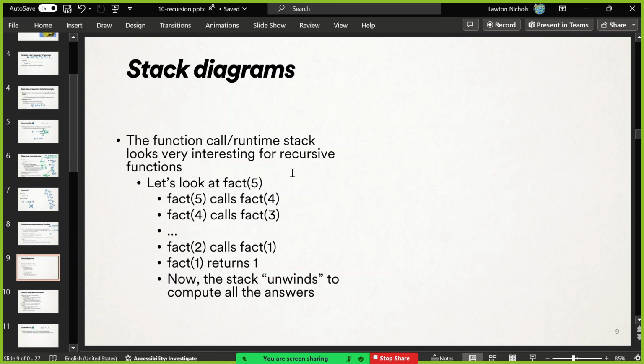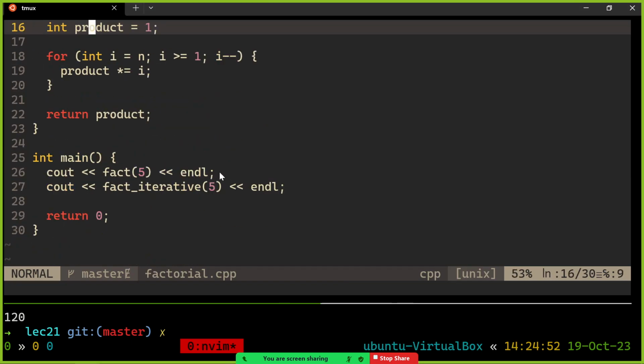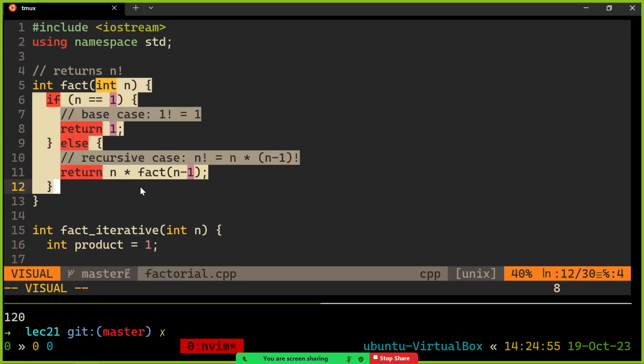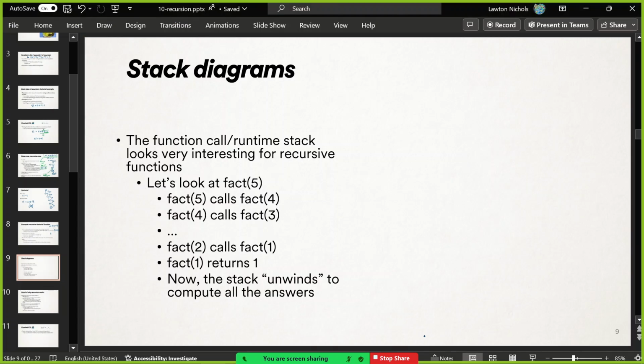So let me show you a stack diagram of what's happening here, because that's where the looping's coming from. All right. So the function call stack looks so cool with recursion. Here's what's going on. We're down in main and we're calling fact of 5, and we're jumping up here. We're going to have a bunch of unfinished function calls to fact at the same time. That's going to give us our looping.